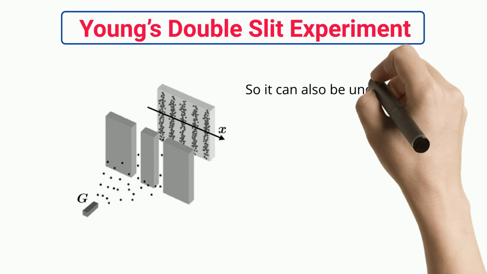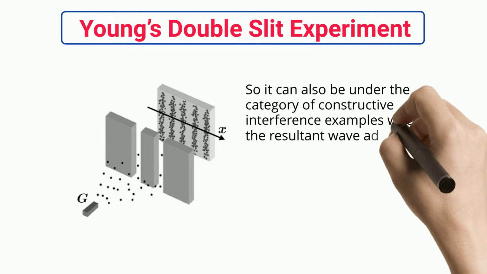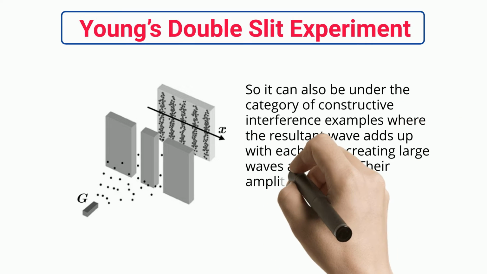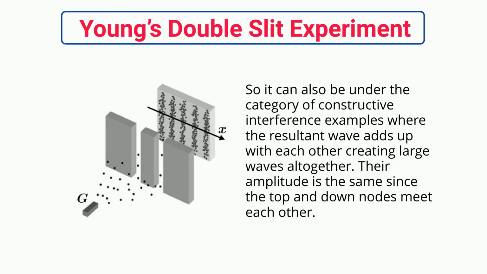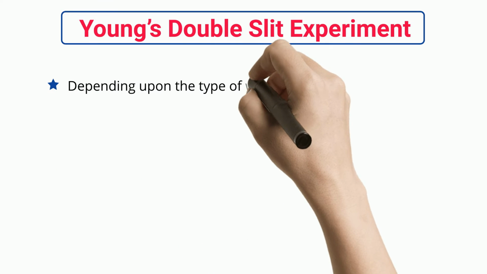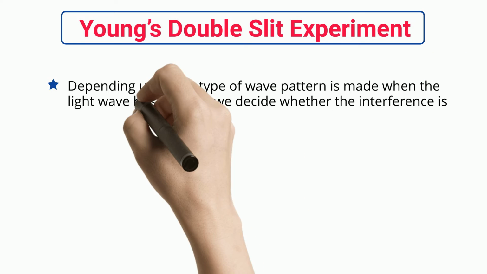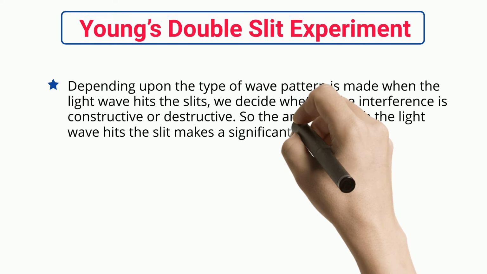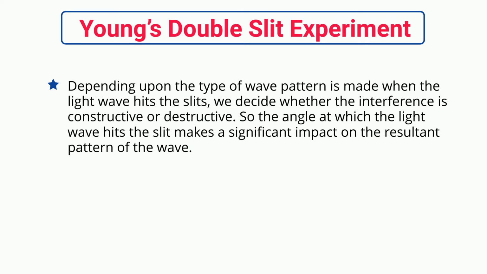So it can also be under the category of constructive interference examples, where the resultant waves add up with each other, creating large waves altogether. Their amplitude is the same since the top and down nodes meet each other. Depending upon the type of wave pattern made when the light wave hits the slits, we decide whether the interference is constructive or destructive. So the angle at which the light wave hits the slit makes a significant impact on the resultant pattern of the wave.